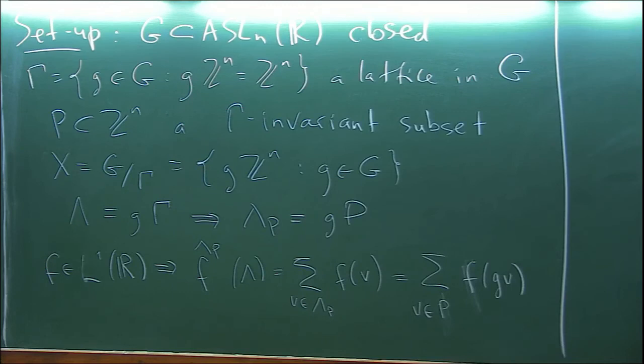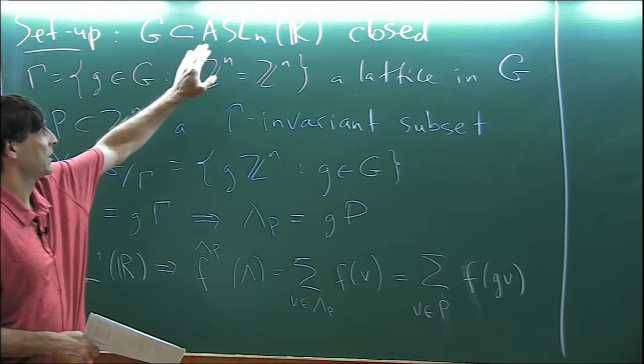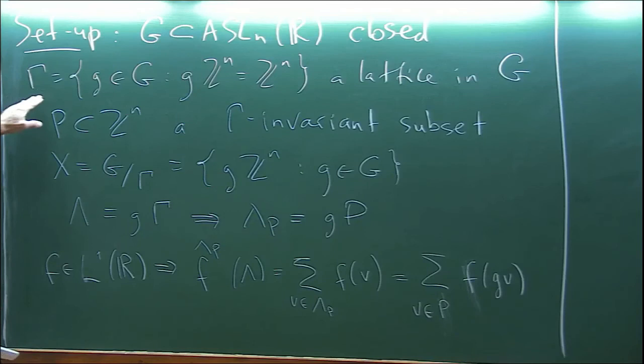So I saved myself some time to write down the setup of today's class, and then I'll come back to the point where I started, the Oppenheim conjecture and Khintchine-type theorems. So I'm working with an arbitrary closed subgroup of the affine linear group. Gamma is a stabilizer of integer points, and my assumption is that it's a lattice in this group. I'm willing to take any p inside Z^n which is Gamma invariant. So we saw that in the linear case, examples were either all non-zero vectors or all primitive vectors. There are two kinds of interesting examples.